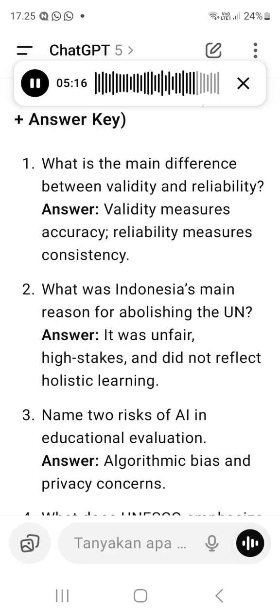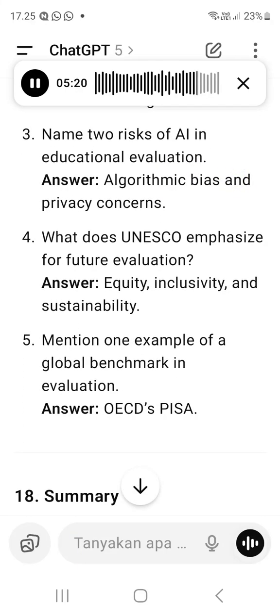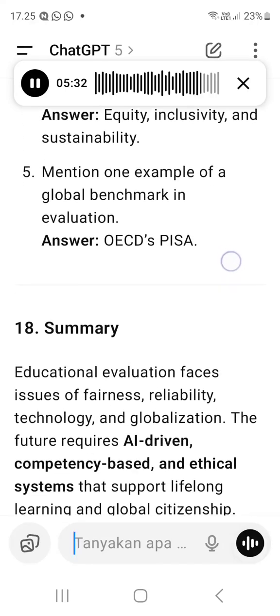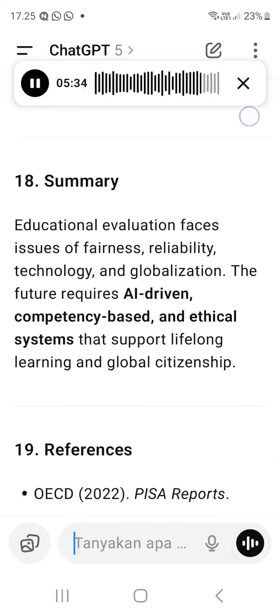3. Name 2 risks of AI in educational evaluation. Answer: algorithmic bias and privacy concerns. 4. What does UNESCO emphasize for future evaluation? Answer: equity, inclusivity, and sustainability. 5. Mention one example of a global benchmark in evaluation. Answer: OECD's PISA.